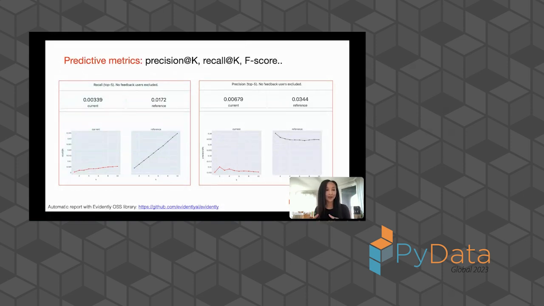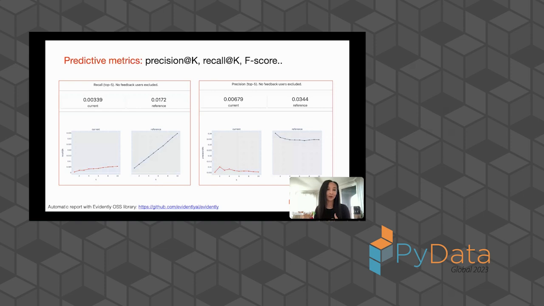So for a recommender system, we have quite a lot of metrics like precision at K, recall at K, F-score, and those metrics can be calculated not only in a monitoring way where you have a new evaluation for each new batch of data, but also you can compare the value of those metrics between the reference data, if you have them, and the current data, which is quite nice for debugging.